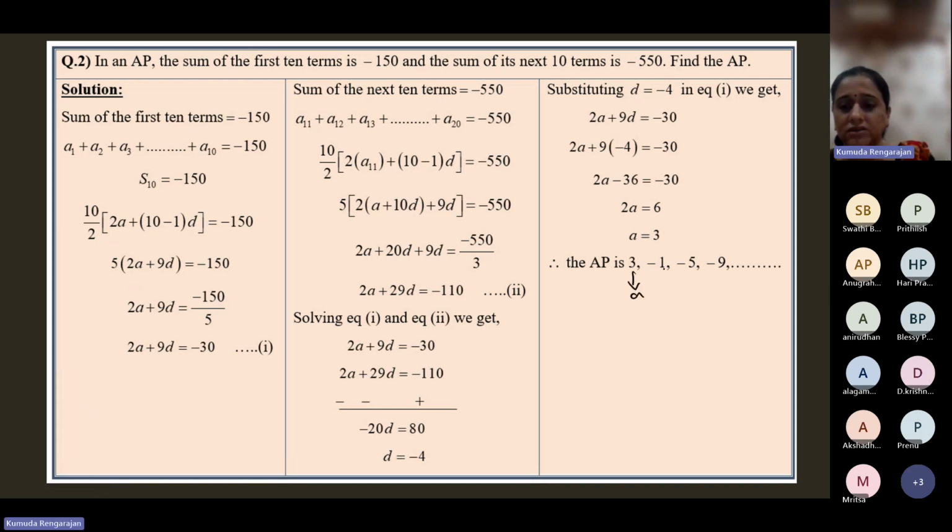This is A plus d. This is A plus 2d. This is A plus 3d. They are the terms of the AP.